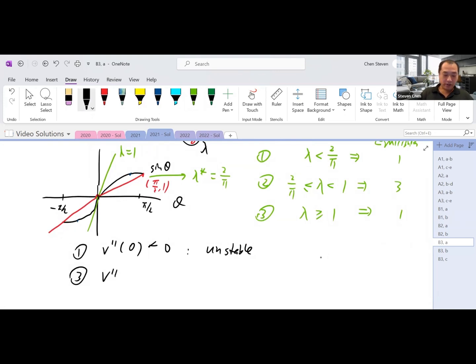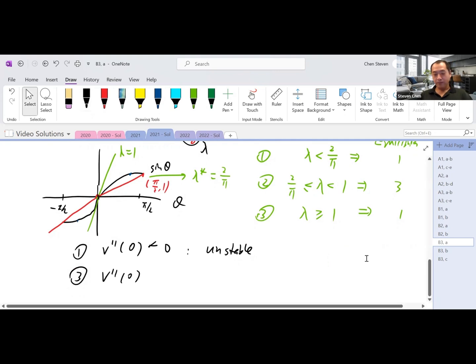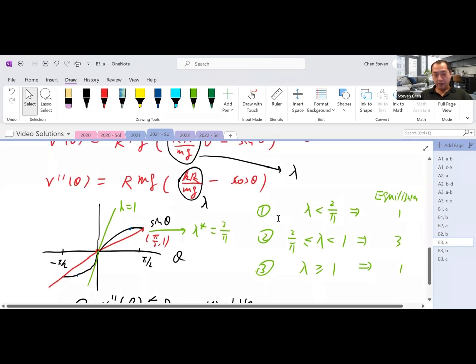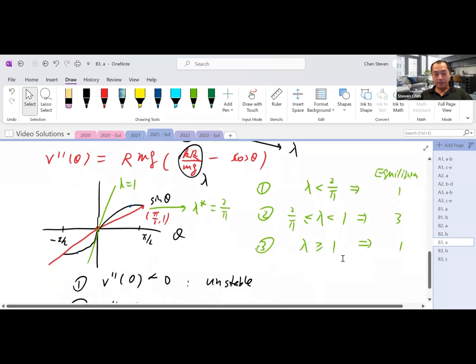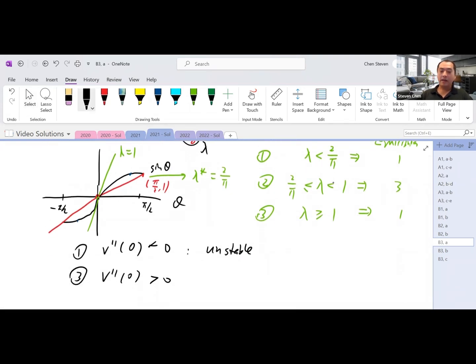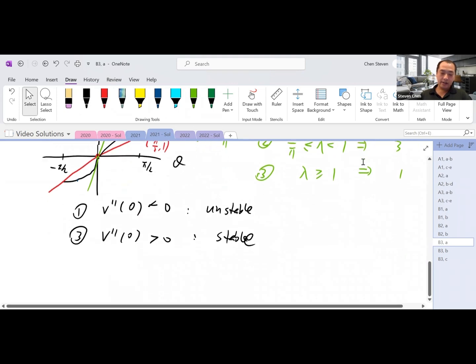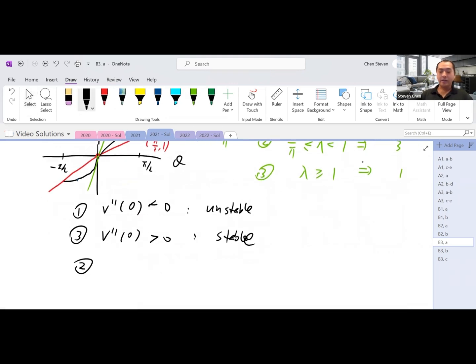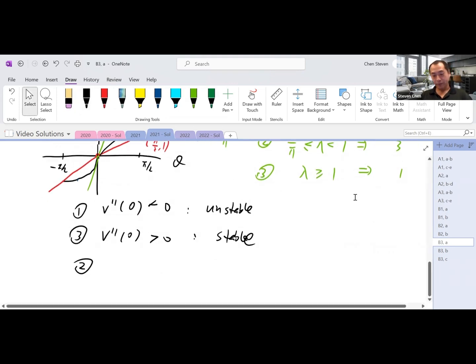So the only solution is at theta equal to 0. Let's see. So again, it's lambda minus 1, right? For v double prime. So lambda here is bigger than 1. So this is positive. Therefore, this solution is stable.